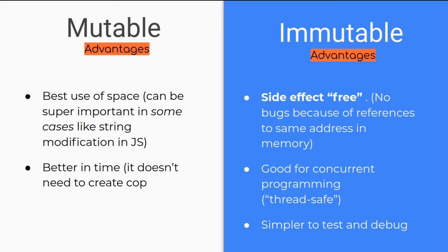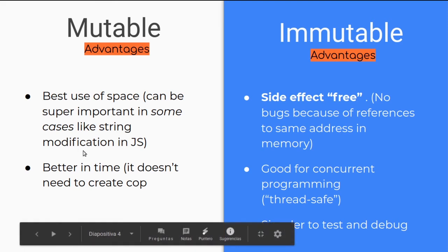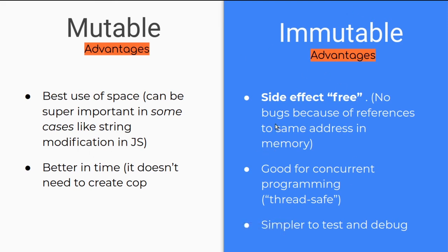It is also better in time, because when you create a new space in memory, you have to copy what you had in the last one to the new one, right? So because mutable doesn't have to create a copy, it is better in time. But if we are in immutable data structures, we don't have what is called side effects.